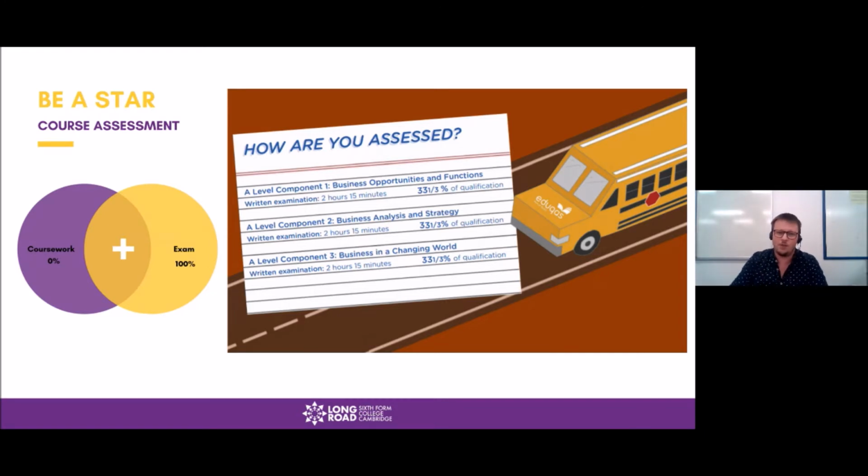The content is broken down into three components: 1, 2, and 3. The first is business opportunities and functions, which we study in our first year, getting that base level of knowledge. In the second year, with components 2 and 3, we take the theory and apply it to different businesses. How would a large business deal with recruitment? How would a small business deal with it? Each exam is worth 80 marks, so in total you can get a maximum of 240 marks.